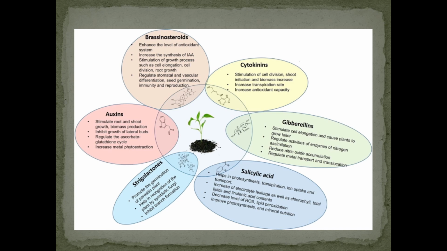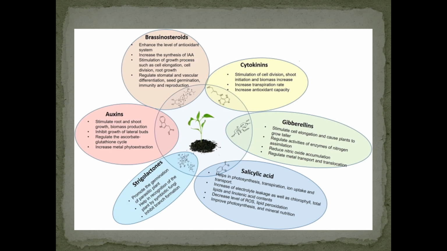ascorbate-glutathione cycle and increases metal phytoextraction. In the special experimental series, the conclusion was that from the coleoptile tips, a transferable influence caused the bending of the complete coleoptile. The first plant growth regulator, auxin, was isolated by F.W. Went in the year 1928 from coleoptile tips of oat plants. This is a major role of auxin.